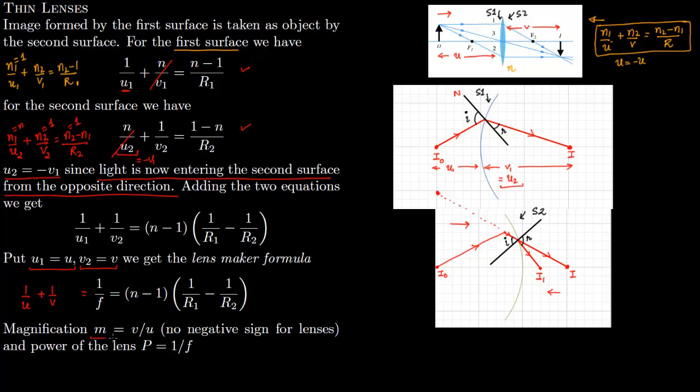The magnification here is v over u. Notice that there is no negative sign for lenses, and the power of the lens is denoted by 1 by f. So this 1 by f is nothing but the power of the lens, and the power of the lens is measured in diopters.